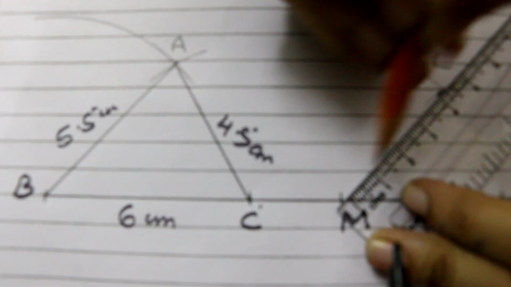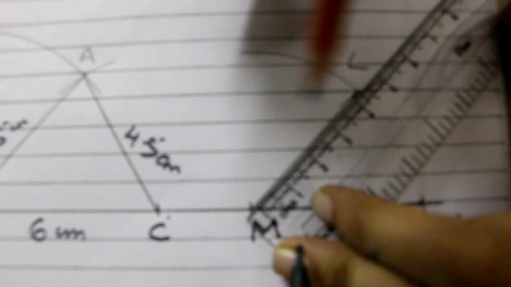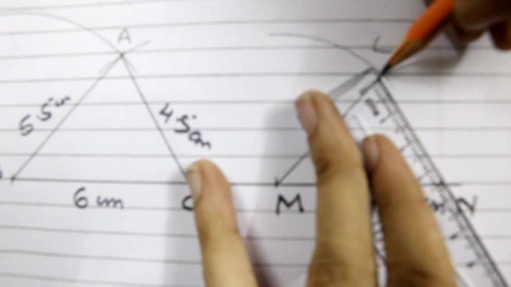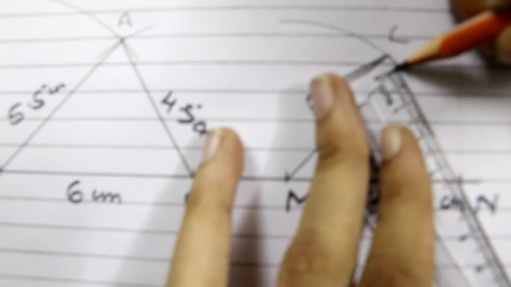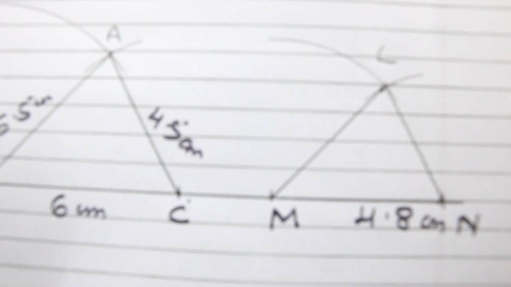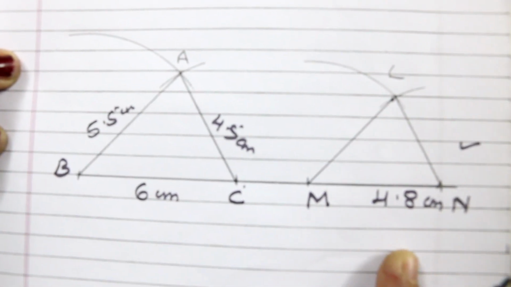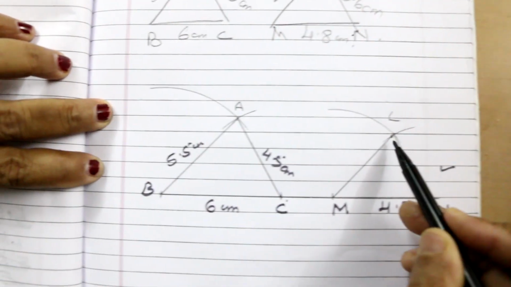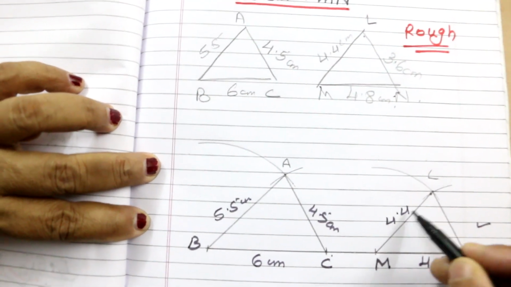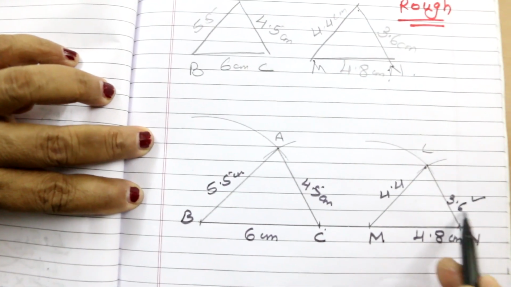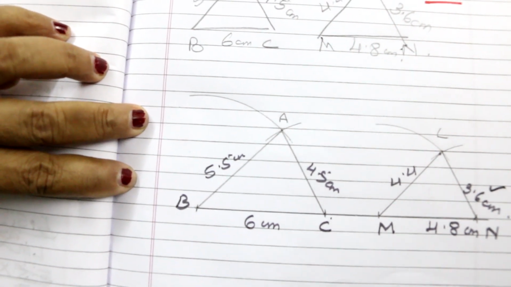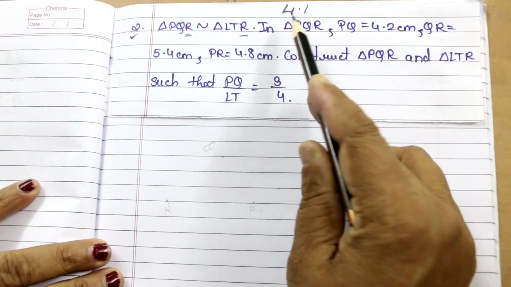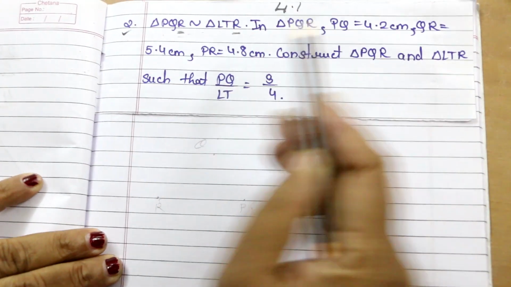Wherever you feel like pausing the video, pause the video and do the construction. Each construction should be practiced at least 3 to 4 times, and these are the 2 required triangles. Let us mark LM 4.4 centimeter, LN 3.6 centimeter, and these are the required triangles. Now we have the second question.